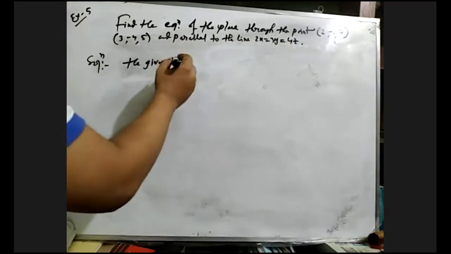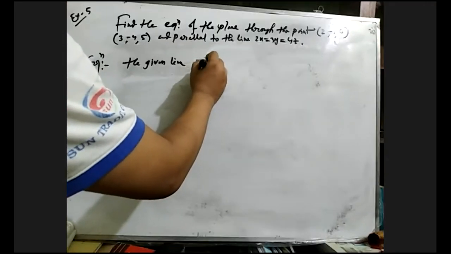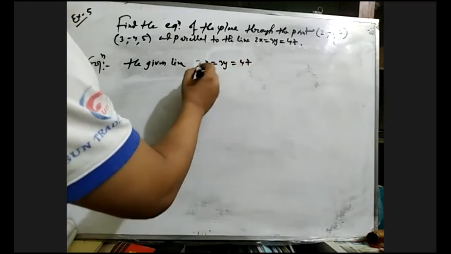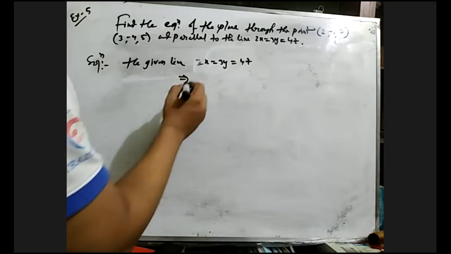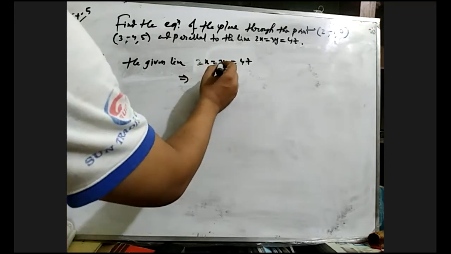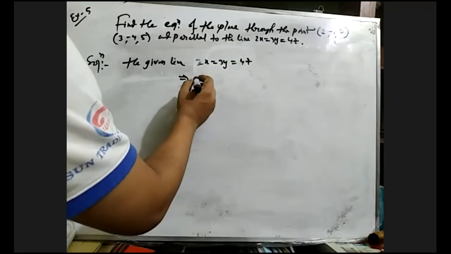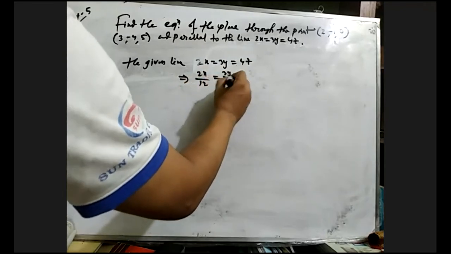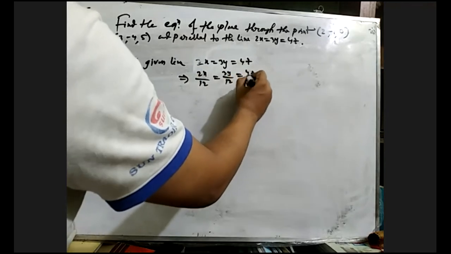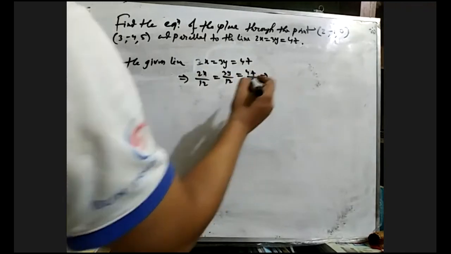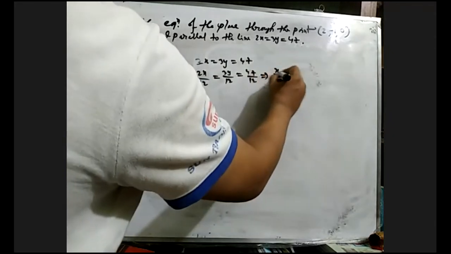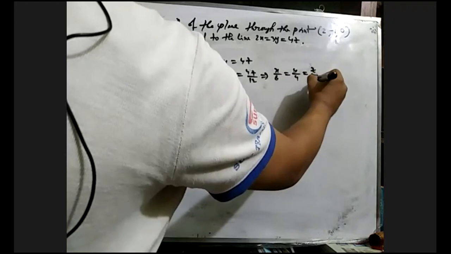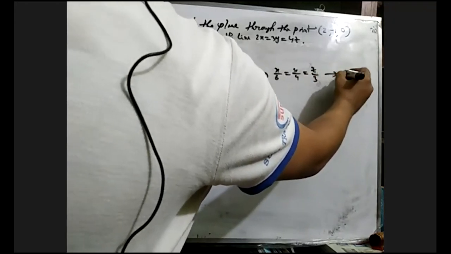Okay, so the given line is actually what? 2x = 3y = 4z. So this can be written as a ratio. The LCM of 3 and 4 is 12, so dividing all terms by 12, this can be written as x/6 = y/4 = z/3. This is equation number 1.